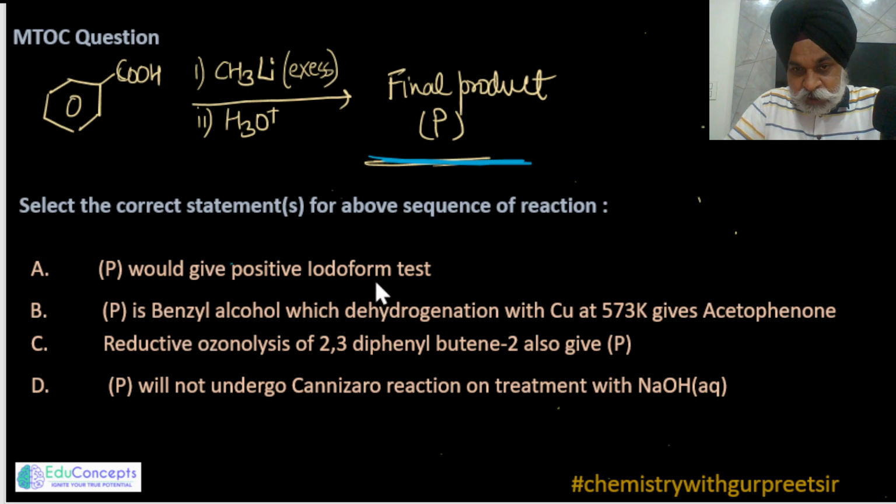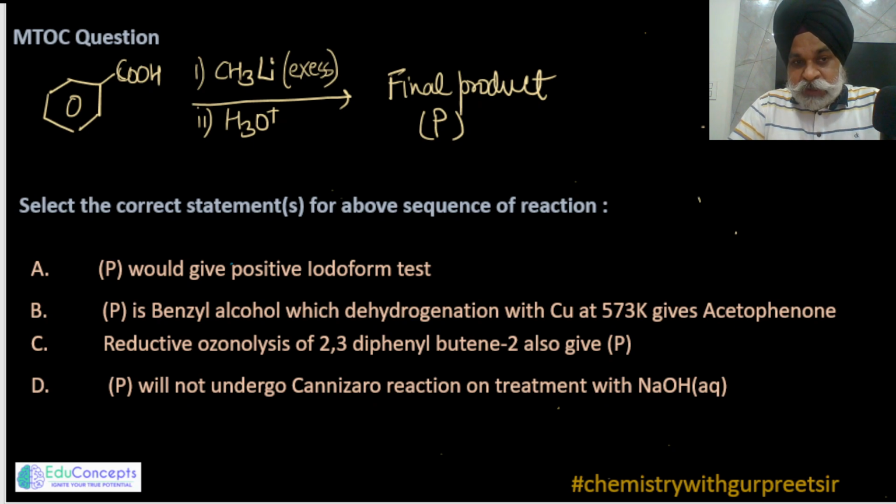many things: that the product is giving you the iodoform test, and that the final product P on dehydrogenation with copper at 573 K gives acetophenone, and ozonolysis and so on. So in a simple question they have asked many things. In a way, the examiner is going to check many things in terms of the information and the concept behind it. So let us start with the question.